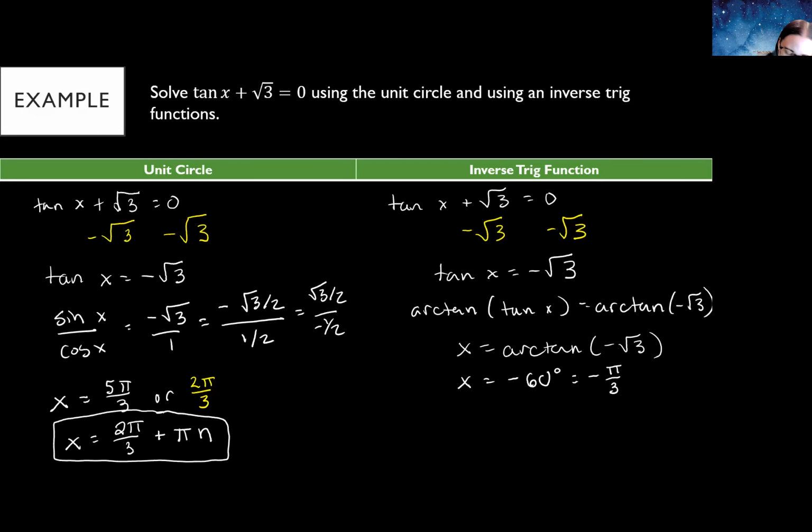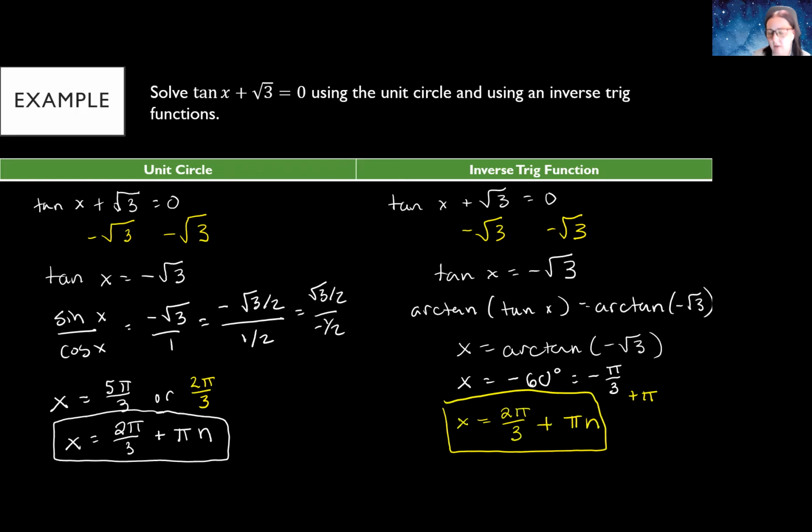So essentially what you're doing here is adding pi, that period, so that it's in the right spot that you're interested in. And so that gives you 2 pi over 3. And then you're just cycling through, so you're adding pi n to it. So you get the same answer.